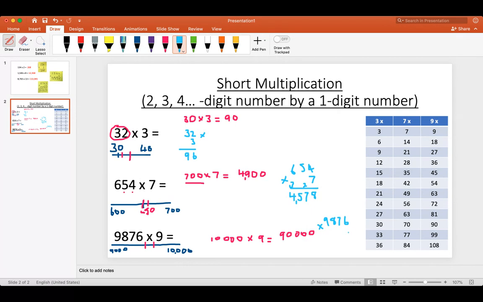And we're going to be multiplying, and the digits are in the correct place value. 6 times 9 is 54. So we put the 4 down, and we bring the 5 over to the next column. 7 times 9 is 63. Add the 5 is 68. 8 times 9 is 72. Add the 6 is 78. 9 times 9 is 81. Add 7 is 88.